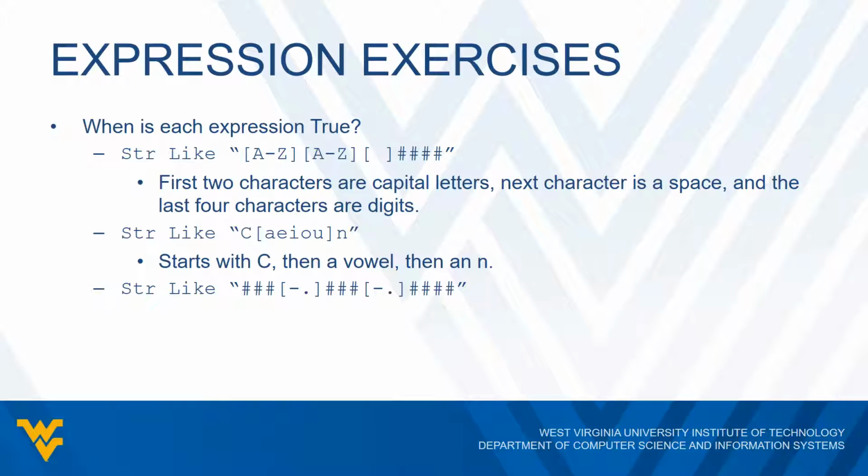Let's try another one. So here we have string, and then like, and then 3 pound signs, and then in square brackets we have a dash and a dot, and then 3 more pound signs, and in square brackets a dash and a dot, and then 4 more pound signs. So when would this be true?